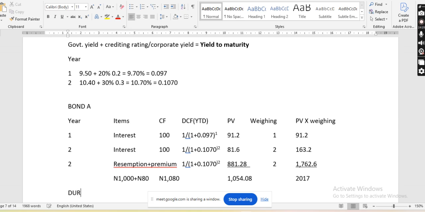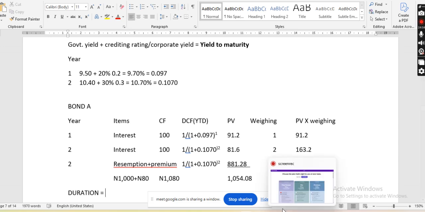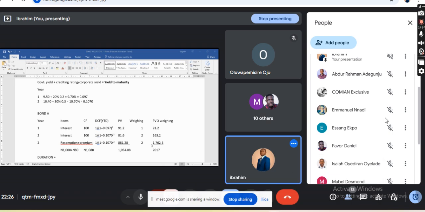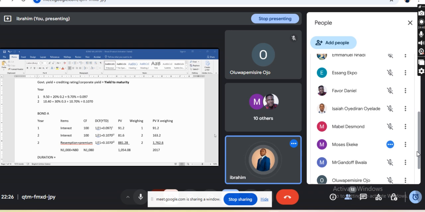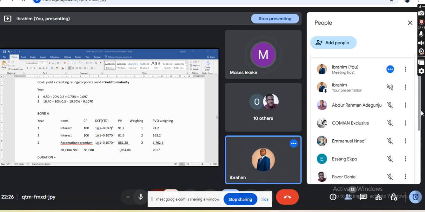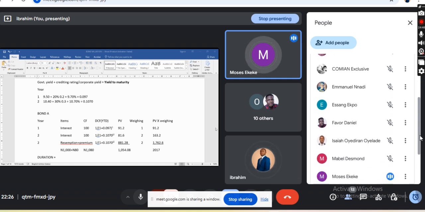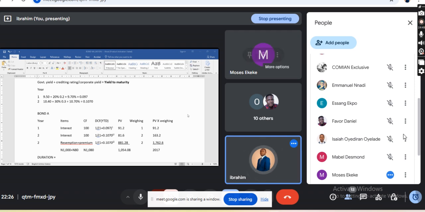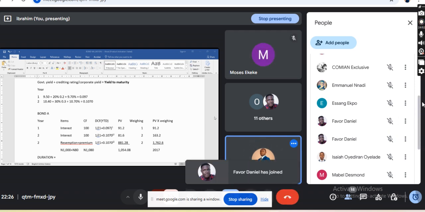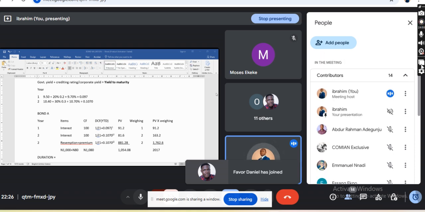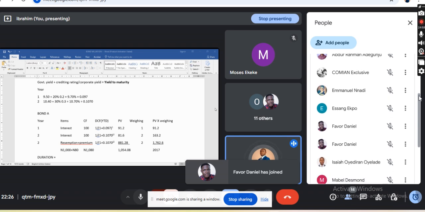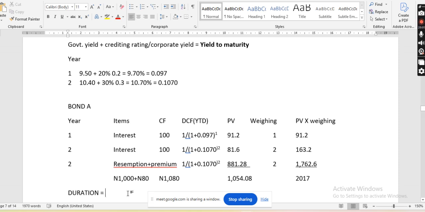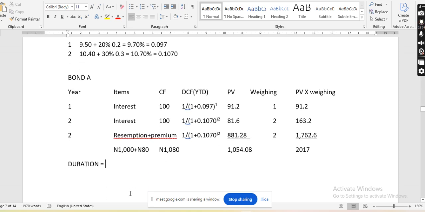Okay, now, duration of a bond. Abdurrahman, duration of a bond is equal to what? Duration is equal to what? Abdurrahman, are you still there? What is the formula? Nnamdi, duration of a bond, what is the formula? PV times weight over E.